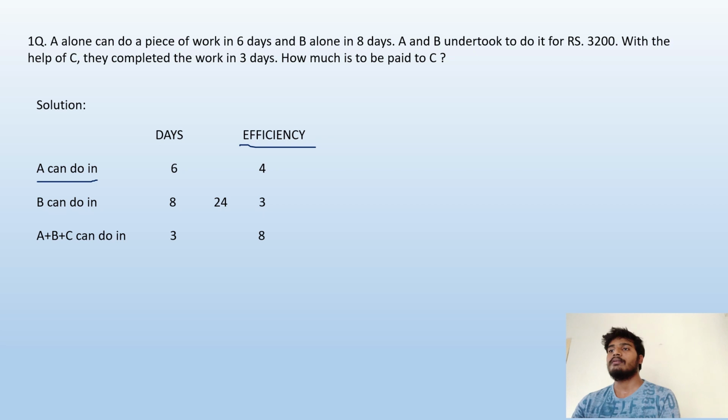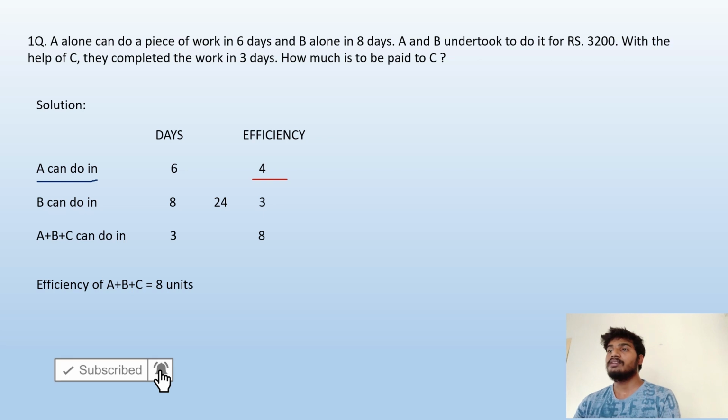If we find the LCM of 6, 8 and 3, we get the value of 24. By dividing 24 by 6, 8 and 3, we get the efficiency of A, B and C as 4, 3 and 8. Here the efficiency of A plus B plus C is 8. As we know, the efficiency of A is 4 units and the efficiency of B is 3 units, so the combined efficiency of A and B is 7 units.